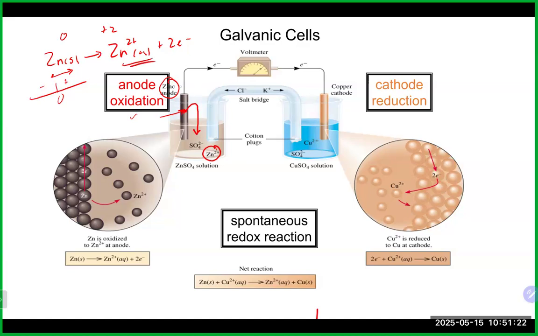Those electrons then travel across a wire, giving you some voltage. Those electrons can be used to do some type of work, like when you put a battery in something, right? There's wires, electrons go out and power your device. And it goes to the other side of the galvanic cell, which is the cathode side. And at the cathode side, that is where reduction occurs.